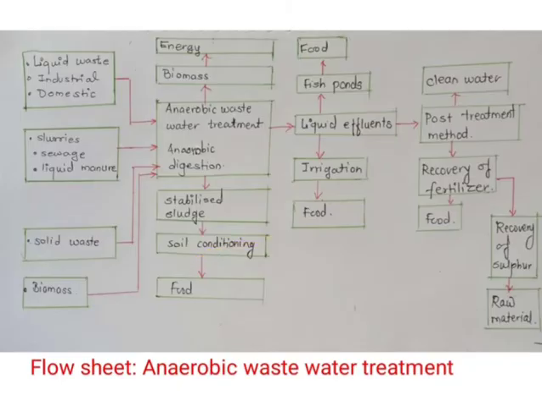This is the flow chart which I have made for the anaerobic wastewater treatment process. Initially we have the liquid waste, the industrial wastewater or the domestic wastewater. Then we have slurries, sewage or liquid manure, then solid sewage and biomass. These are the forms of the waste. So we have to decompose this organic matter in the absence of oxygen.